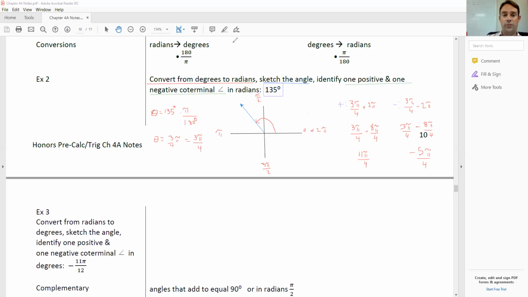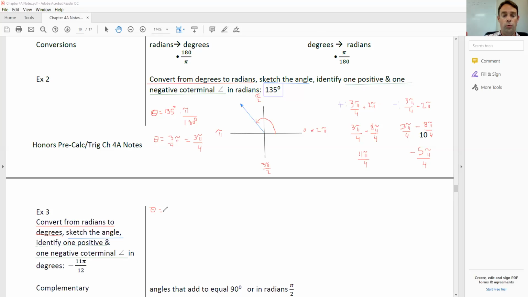All right, friends. So the next one, let's have you guys try this one. We're going to convert from radians to degrees here. So we're going to go the opposite. Then you're going to sketch it. And then you're going to get one positive and one negative coterminal angle. Why don't you go ahead and pause the video and see what you can do. Go for it. Okay, let's see how you did.